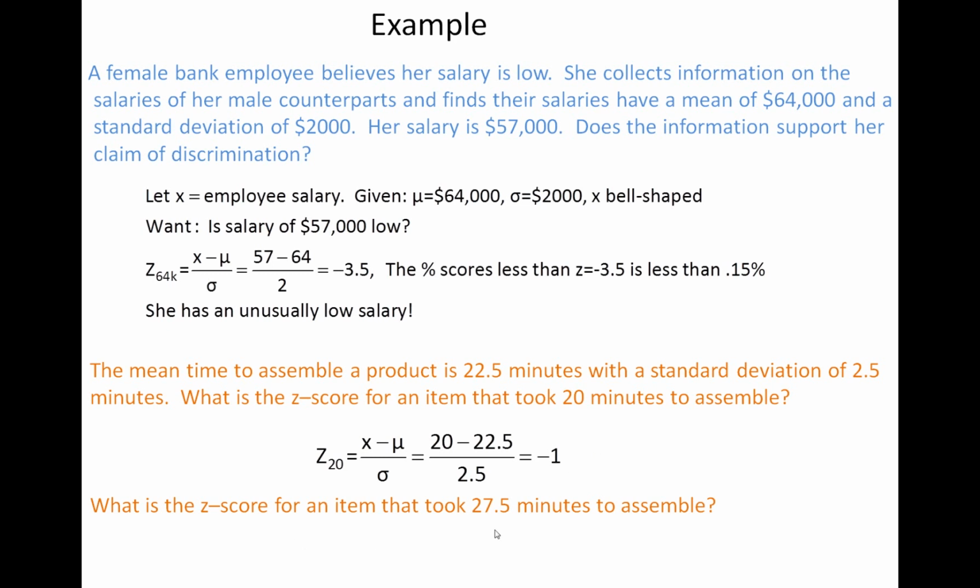What about for an item that took 27.5 minutes to assemble? Well, you can see right away that's above the mean. And how far above the mean is it? It's 2 standard deviations above the mean.